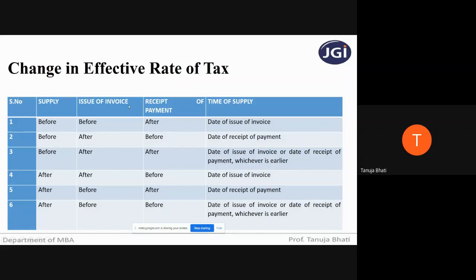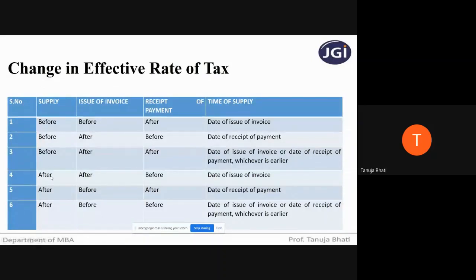Supply is before and the issue of invoice and receipt of payment both are afterwards, then whichever is the earlier date, on that earlier date, whatever the rate is, that rate will be applicable. Similarly, if the supply is afterwards and the issue of invoice is after and the receipt of payment is before, then it will be after. In the case of before, you have to see issue of invoice and receipt of payment, whichever is before, that will be the time of supply.